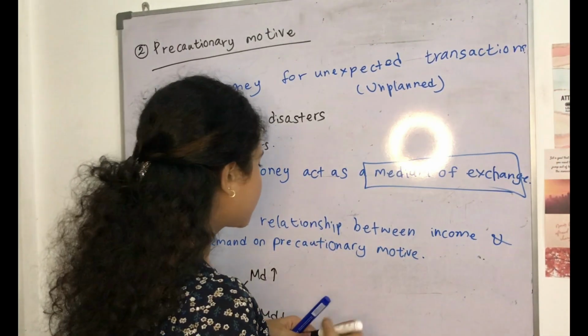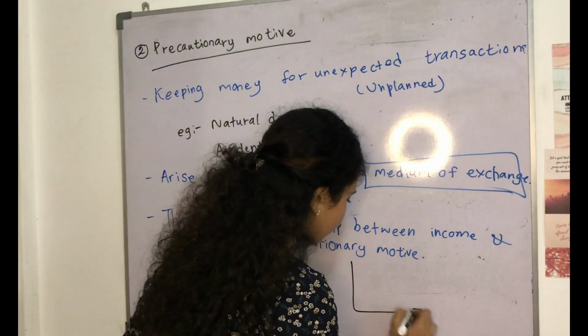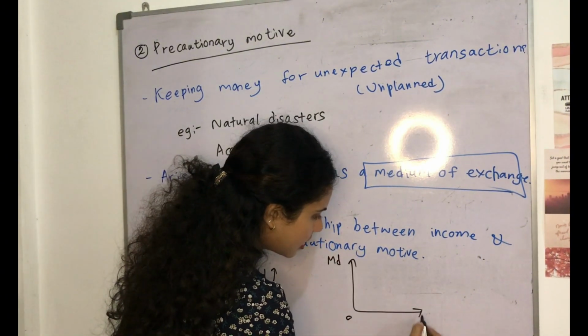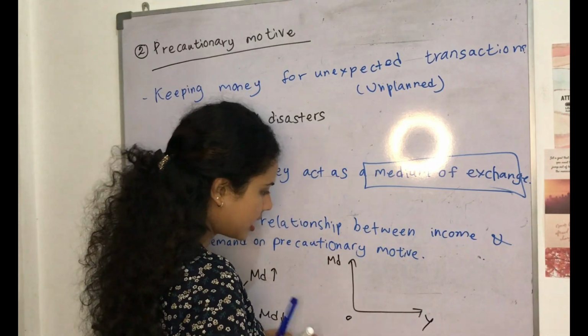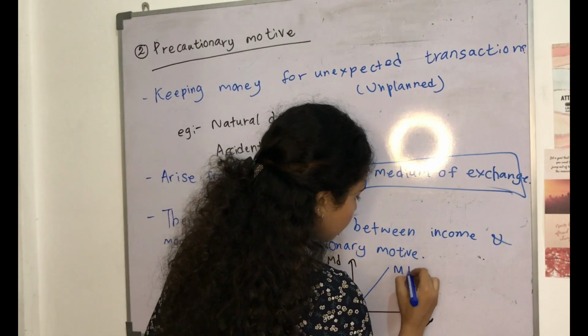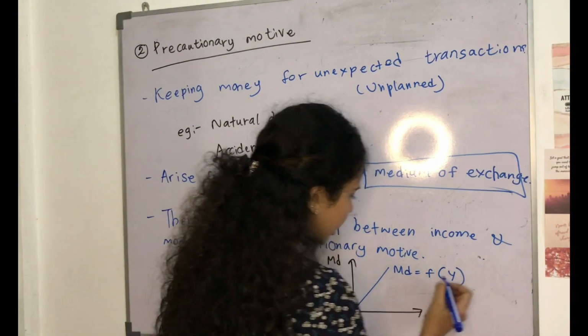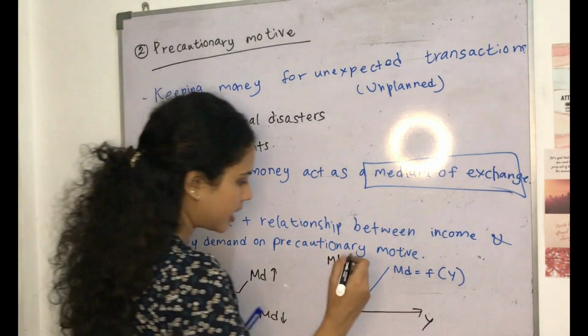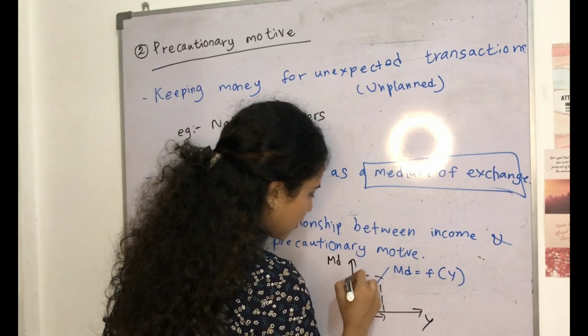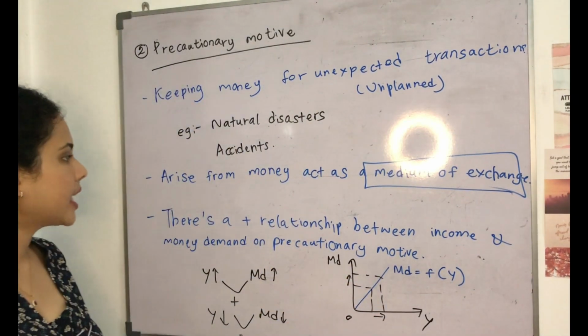There's a positive relationship. How can we derive this from a graph? Money demand on this axis, 0, and income y on the other. Here also there's a positive relationship. Money demand is a function of income. When income increases, money demand on precautionary motive is also increasing.